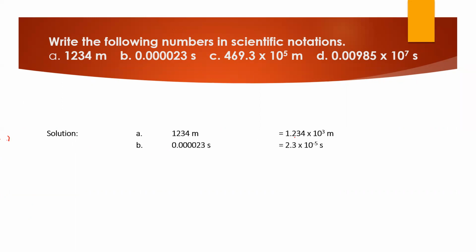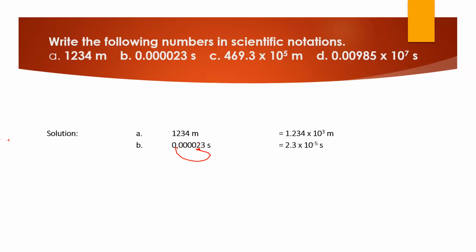The second part is 0.000023 seconds. So we are moving from left to right. So the point is moving from this point to this point. And it will be 2.3 multiplied by 10 to the power minus 5 seconds.